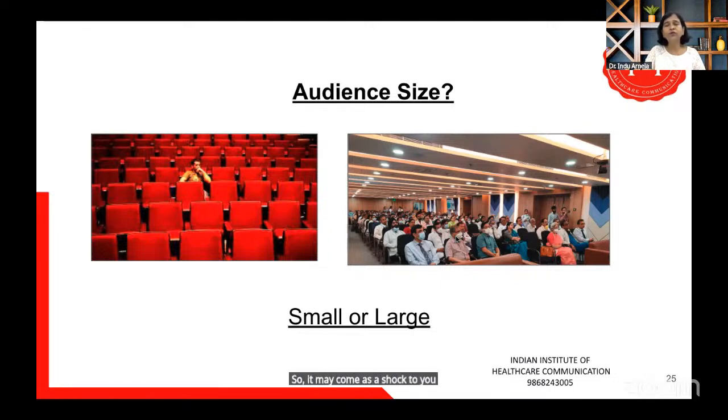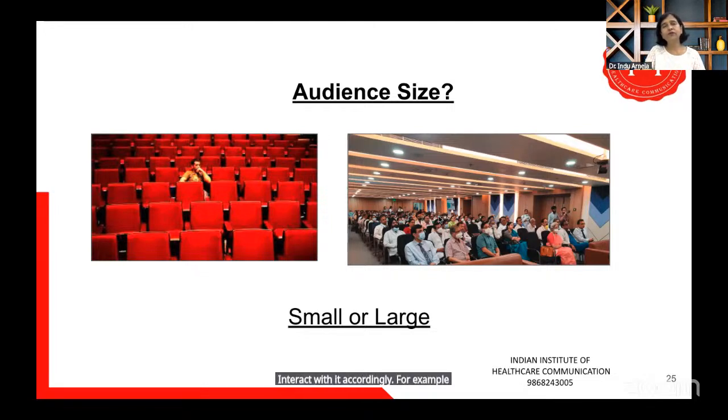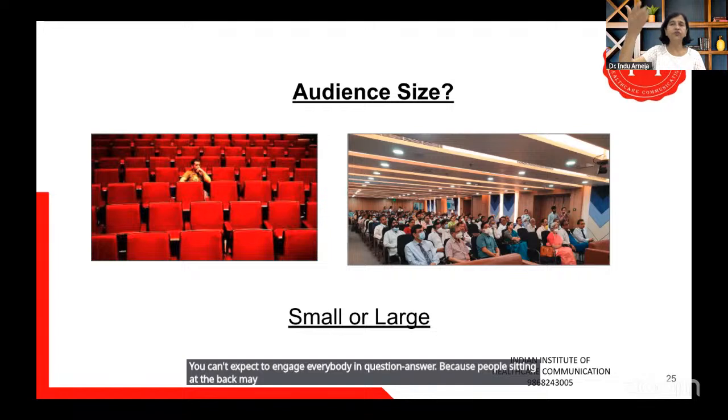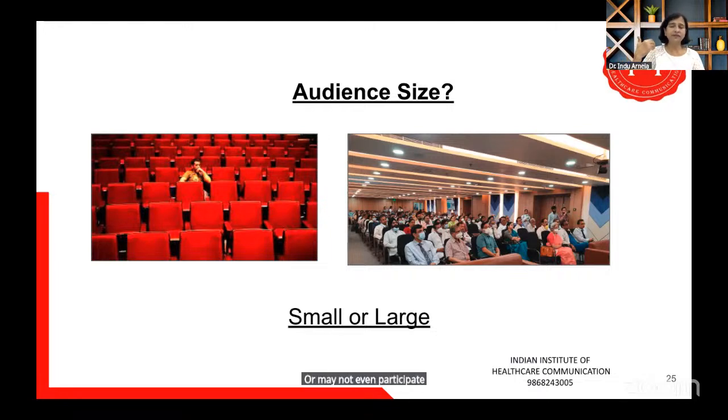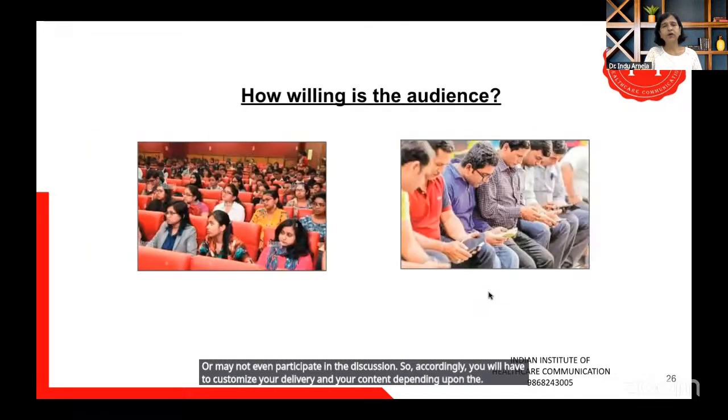So it's important to know what size audience you are going to interact with. For example, for a very large audience, you can't expect to engage everybody in question and answer, because people sitting at the back may not even be able to see your presentation, or may not even participate in the discussion. So accordingly, you will have to customize your delivery and your content depending upon the audience size.